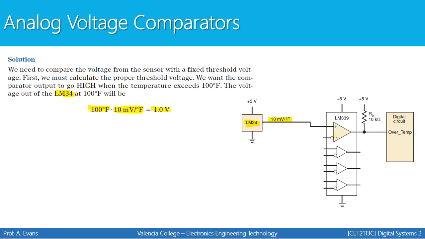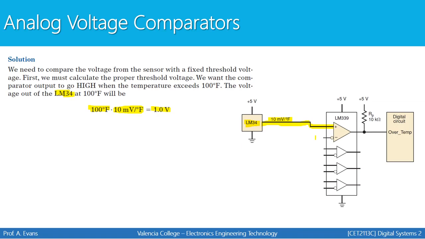Here's our analog voltage comparator. It's going to compare the signal from the temperature sensor to a constant value. And whenever this signal gets higher than this one, a 1 will come out of here, and the alarm will sound. So we need to compare the output from the temperature sensor to a 1 volt signal.